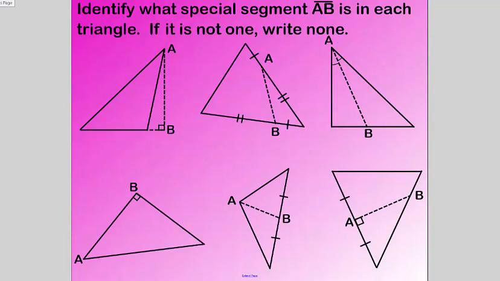So let's try to identify some of these. Pause this video and draw the pictures, and try to write down what segment AB is in each triangle, if it is one.